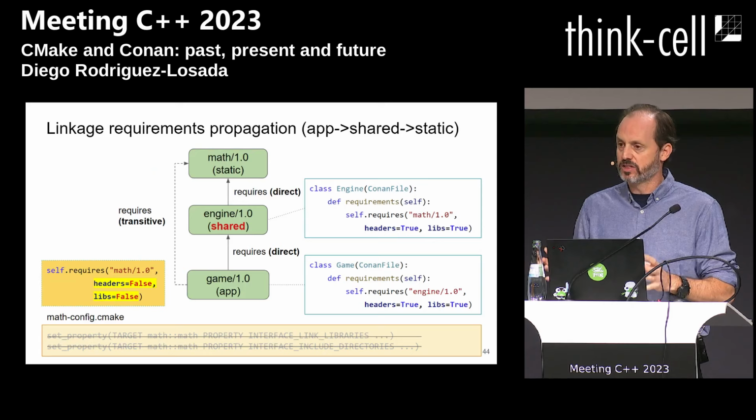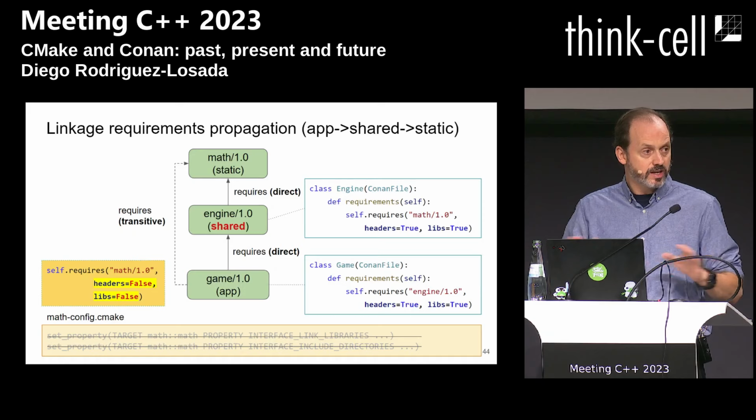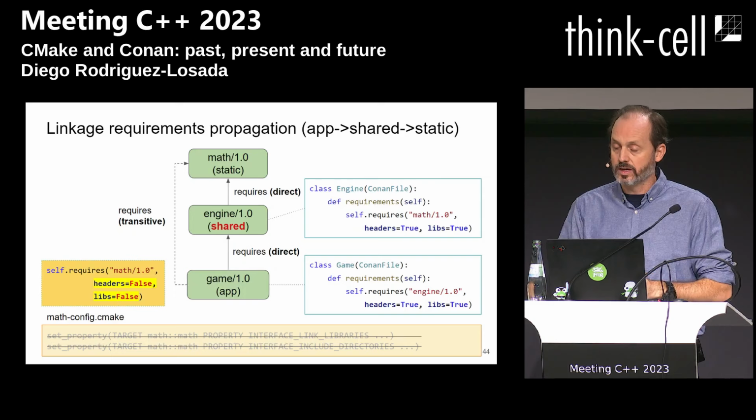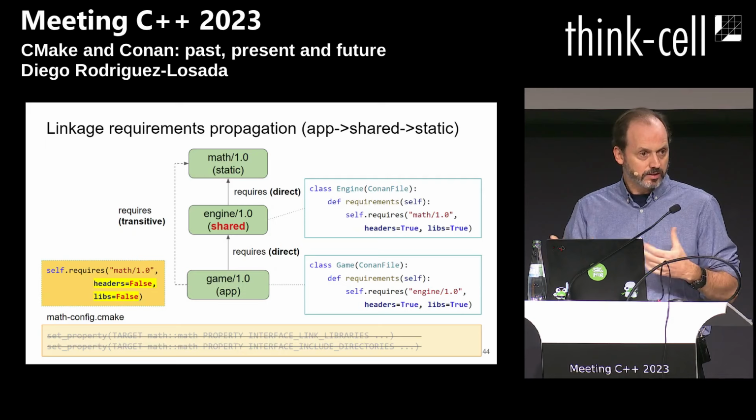And this is what the traits manage. In this case, the game is linked with engine. And the traits say, hey, no, you don't need the headers of math because they were hidden. And you also don't need to link with the math static library because it has already been embedded in the engine. Again, very similar to the private and public concept of CMake, but generalized to any build system.